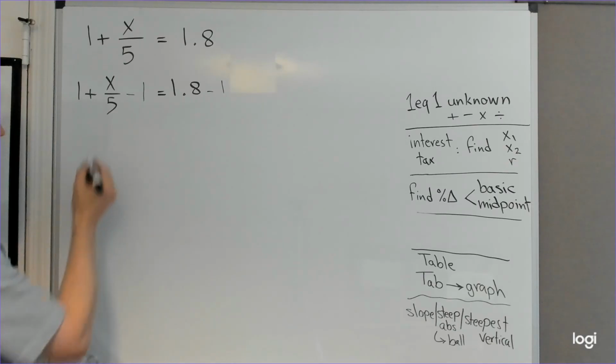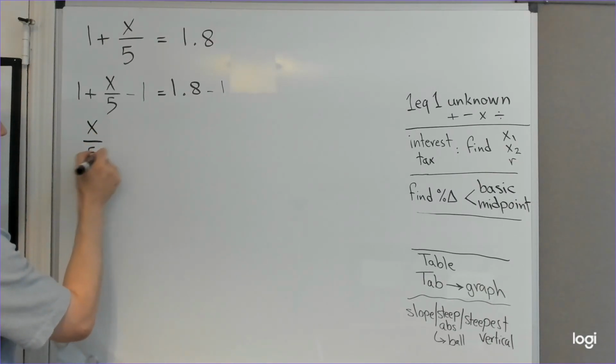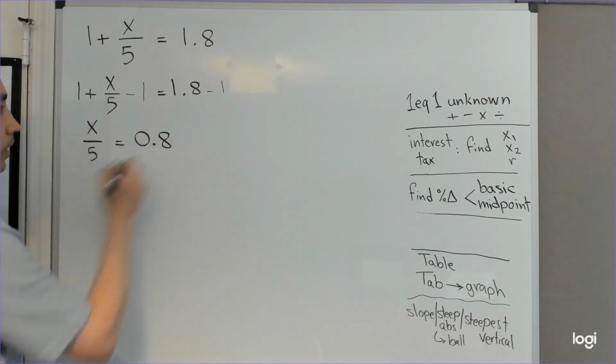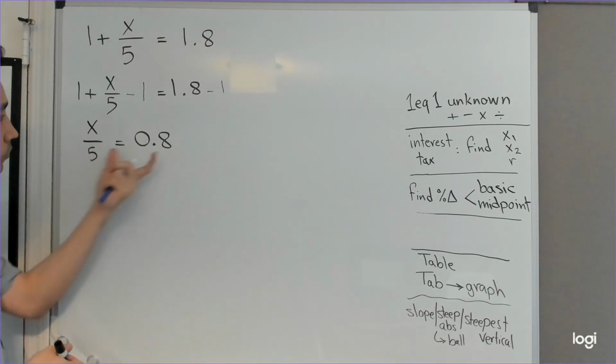1 minus 1 cancels, so on the left I have x over 5. On the right, 1.8 minus 1 is just 0.8. Now I have x over 5 equals 0.8.